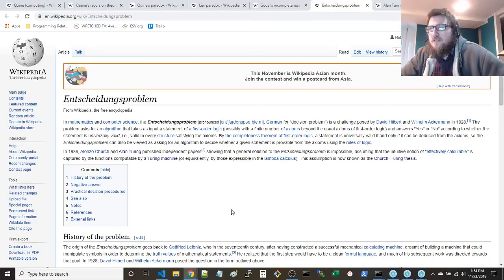Interesting. In 1936, Alonzo Church and Alan Turing published independent papers showing that a general solution to the Entscheidungsproblem is impossible, assuming that the intuitive notion of effectively calculable is captured by the functions computable by a Turing machine, or equivalently by those expressible in the lambda calculus. This assumption is known as the Church-Turing thesis.